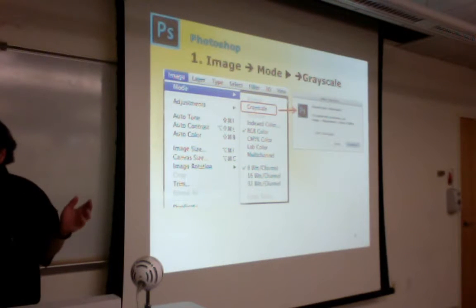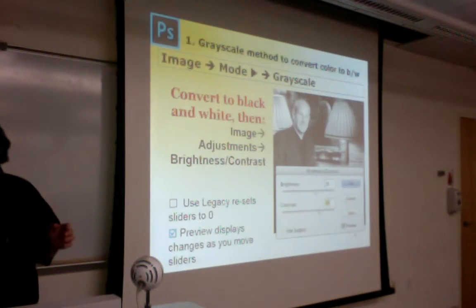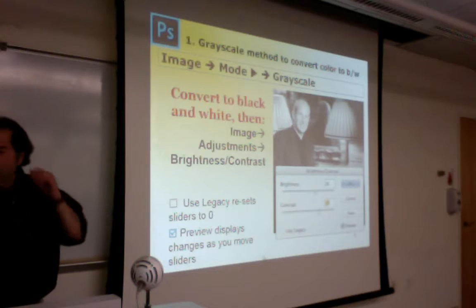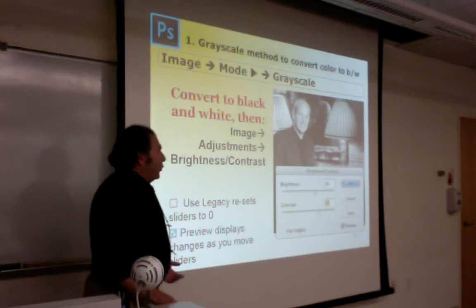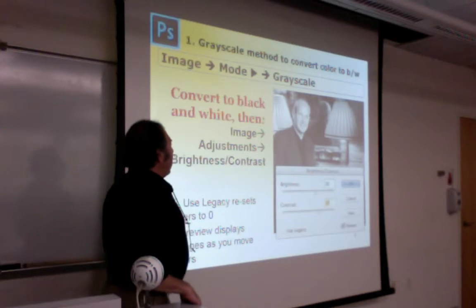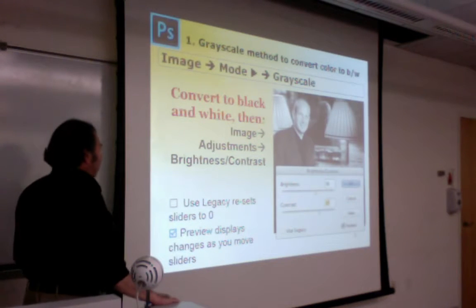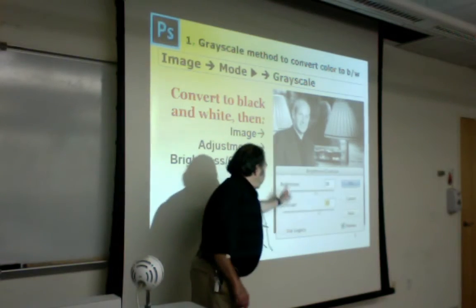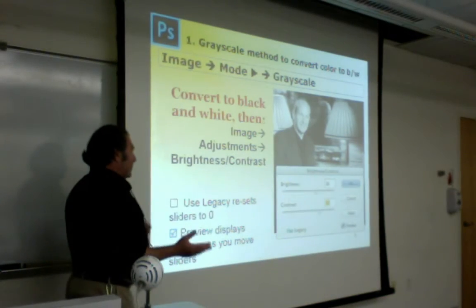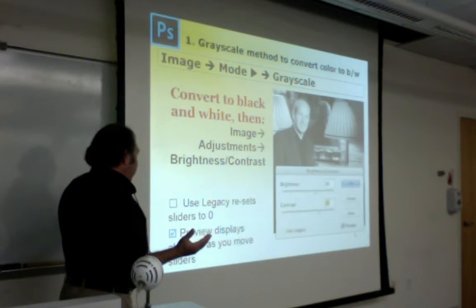And you can decide at that point what you want to do. If you do it this way, you convert to black and white, and the next thing you have to do is adjust the brightness and the contrast. Okay? If you click Use Legacy, everything goes back to 0. I don't know why they don't call it reset, but that's what they do.